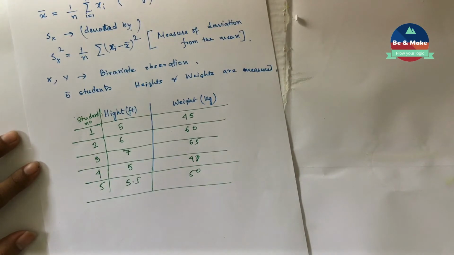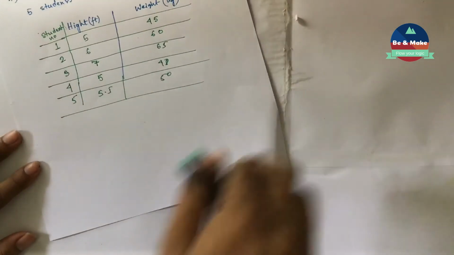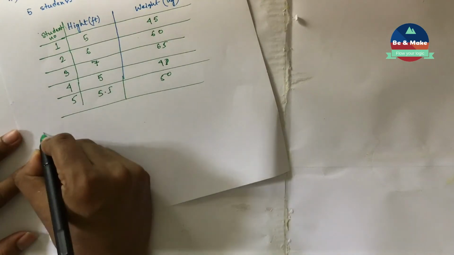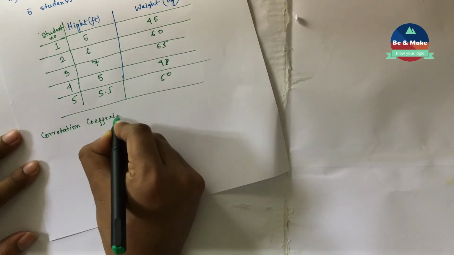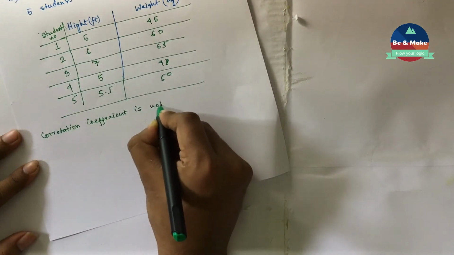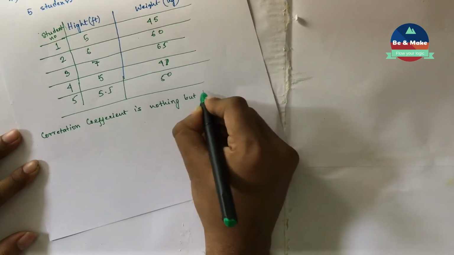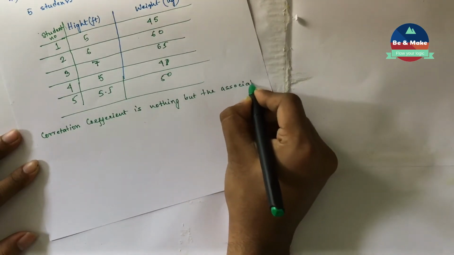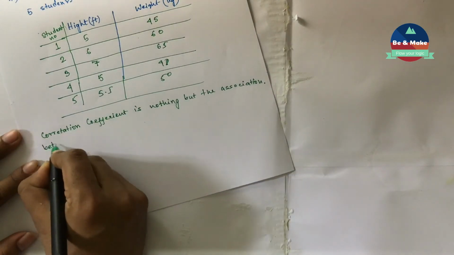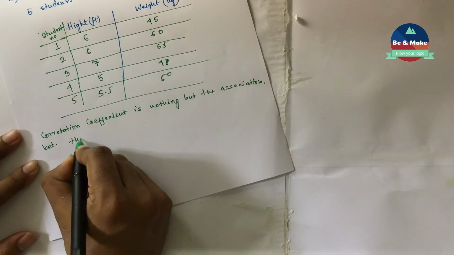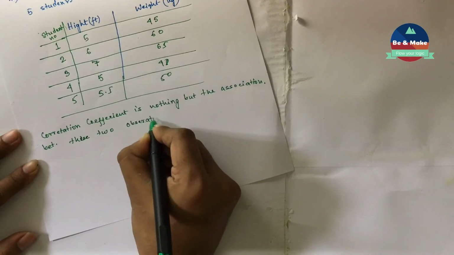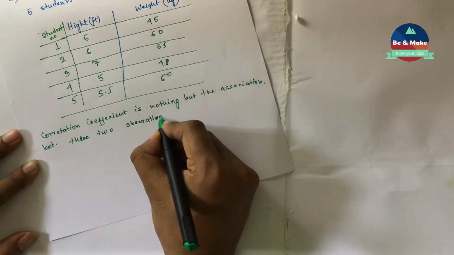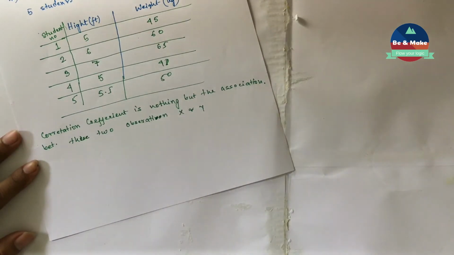Now what do I mean by a correlation coefficient? The correlation coefficient is nothing but the association between these two observations, x and y.